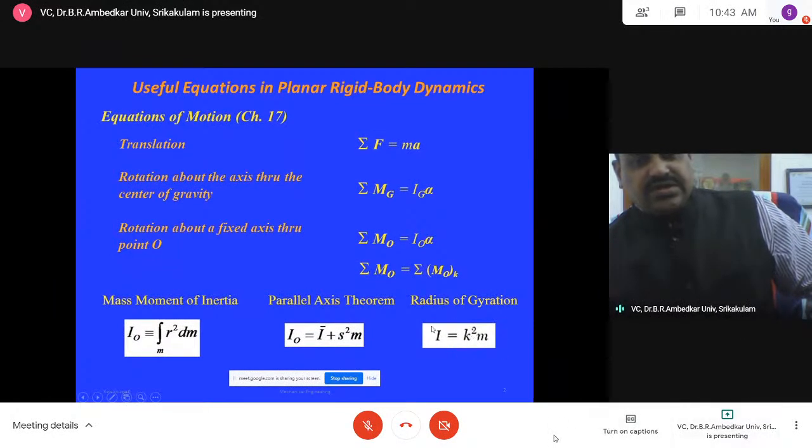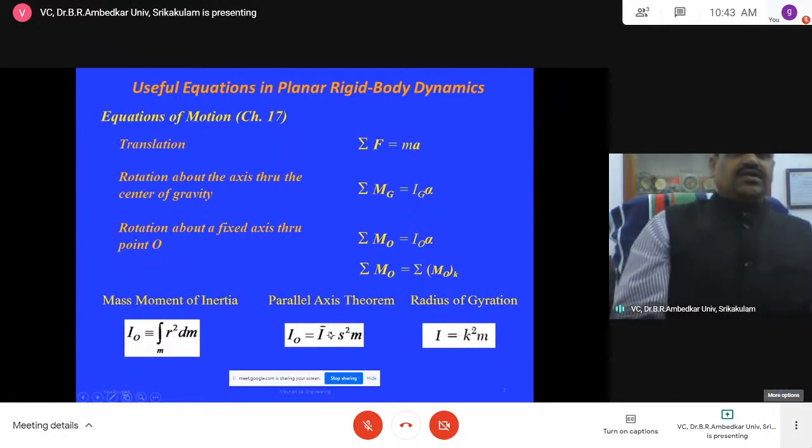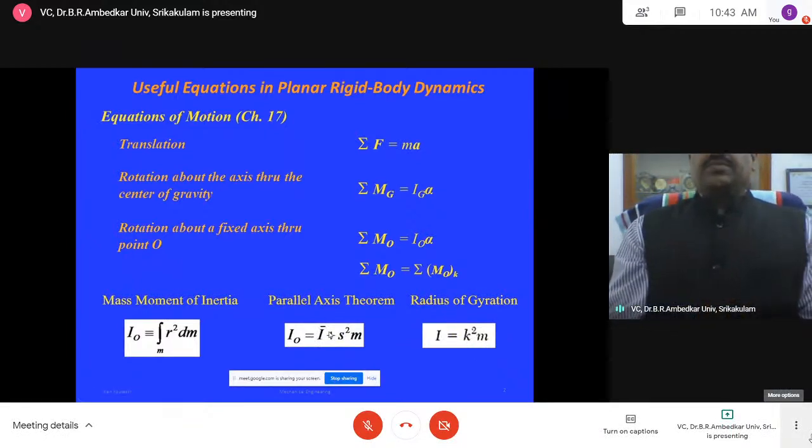This is for concentrated mass and this is generally for distributed masses. So that's why mass is one parameter we are considering. What is the force acting and what is the acceleration? This is how generally we will consider the cases: translation, rotation, and a combination of translation and rotation.